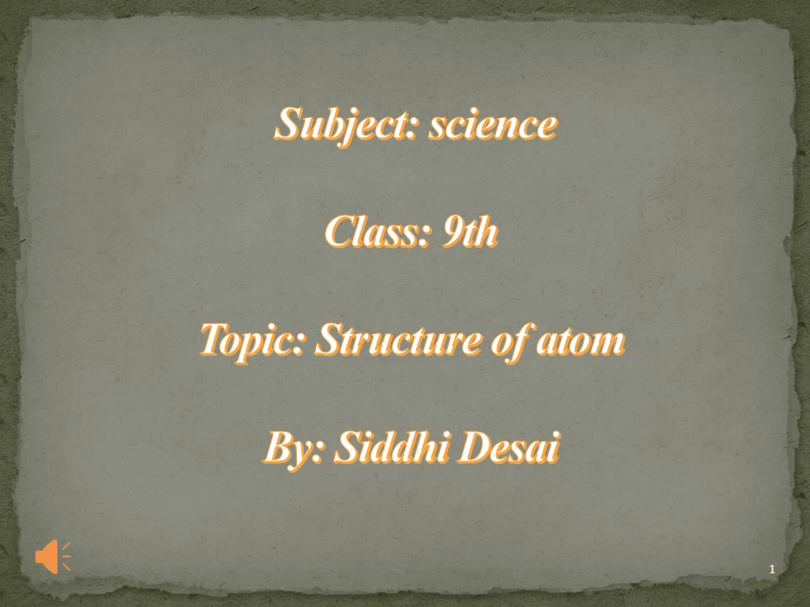Welcome to the class. Students, as we are discussing chapter 9 of science, that is structure of atom, in that we have seen in the very last video about valencies, what is octet, how is the distribution of electrons in various shells. Now, in this chapter, today we are going to start a very new topic.